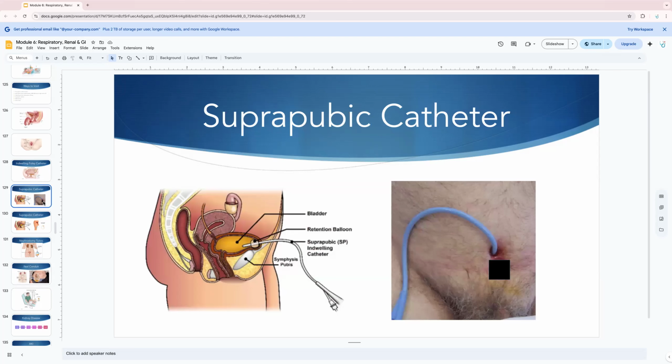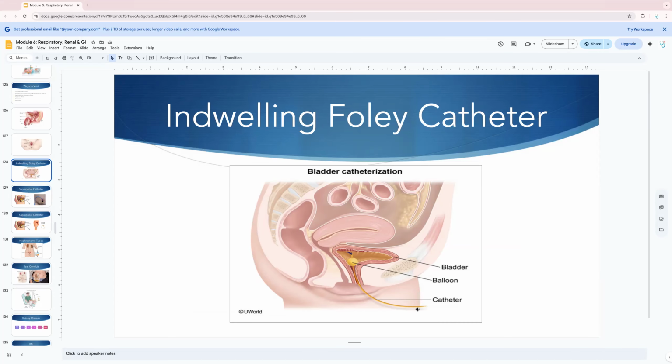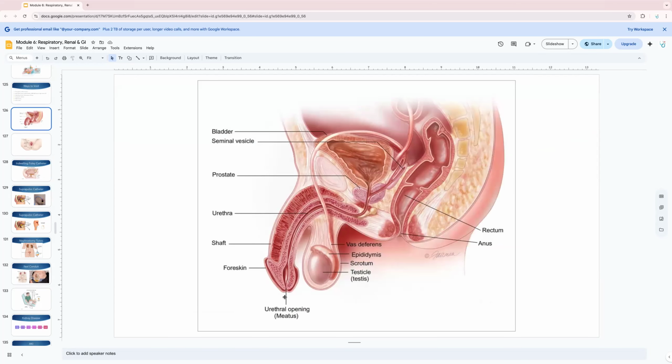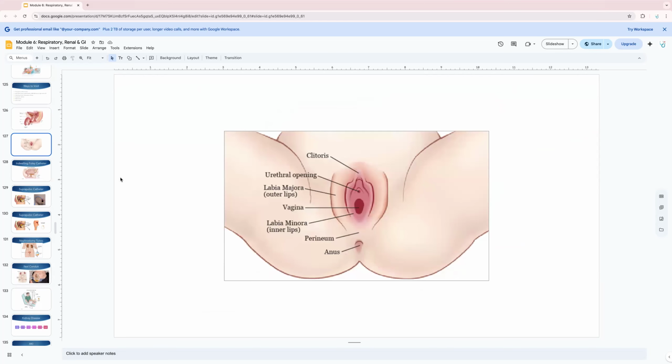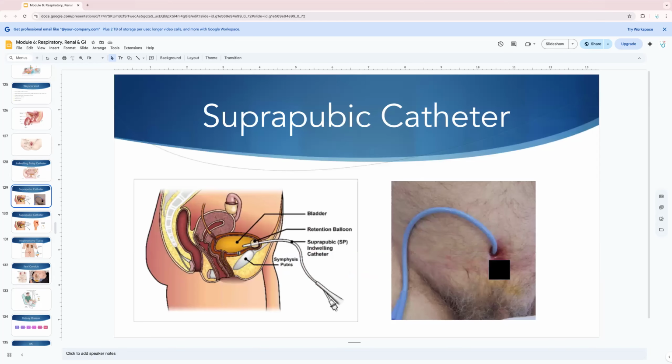Also, we have the suprapubic catheter. So what's the difference? With an indwelling catheter, you went in through the urethral meatus, right? So if it was a male for urinary catheterization, you're going through here. If it's a female, you're going through here, right? But with a suprapubic catheter, you're going through the pubic area. So straight through the skin, straight into the bladder. It has a balloon to help it stay in place. Okay, so the healthcare provider would insert this surgically.